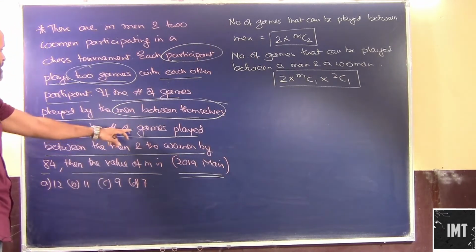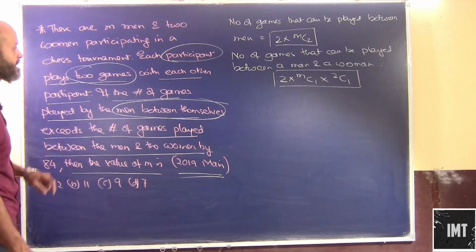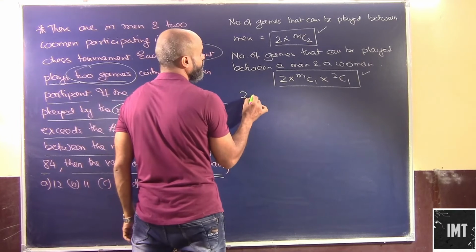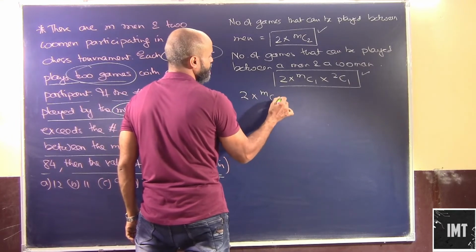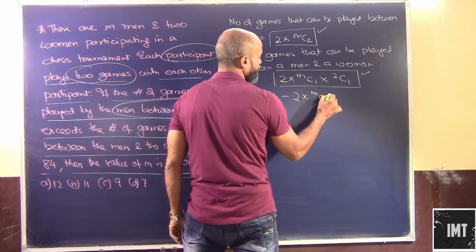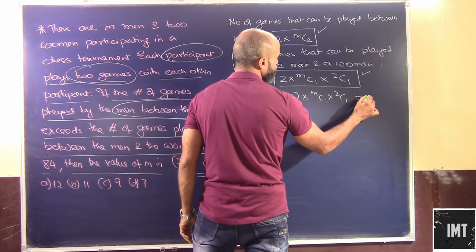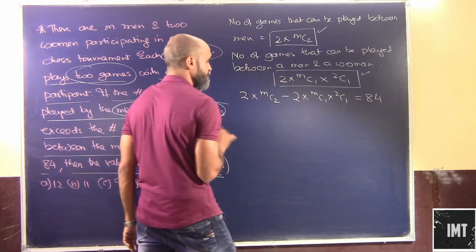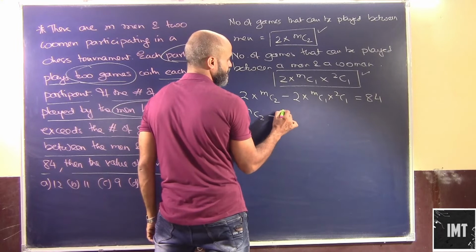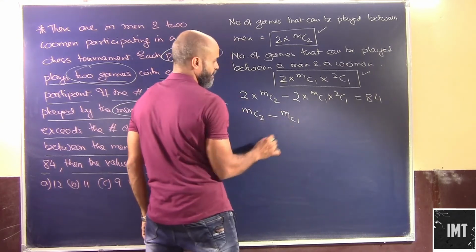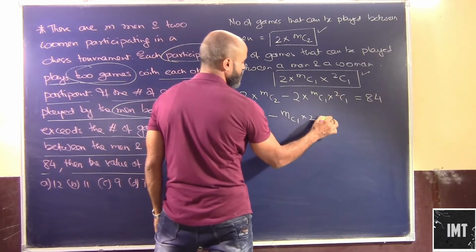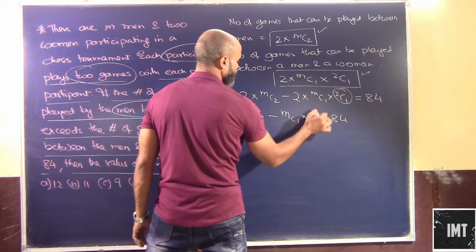Now the number of games between men exceeds the number of games between men and women by 84. So this exceeds this by 84. Here we have 2 into mC2 minus 2 into mC1 into 2C1 is equal to 84. We divide this by 2, so we are left with mC2 minus mC1 into 2C1 is 84. 2C1 can be written as 2.